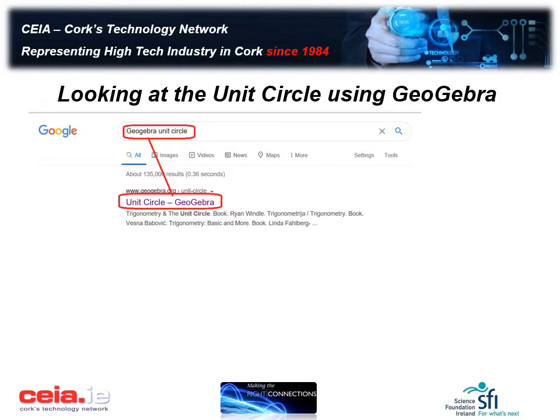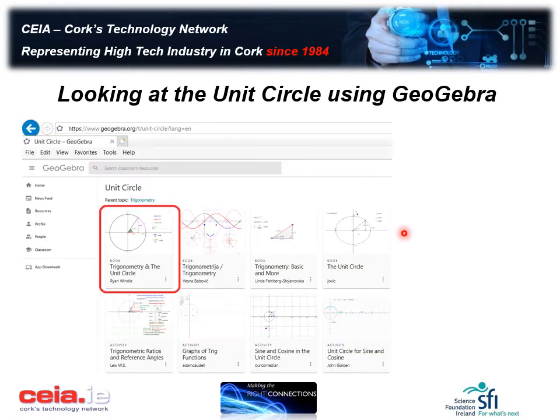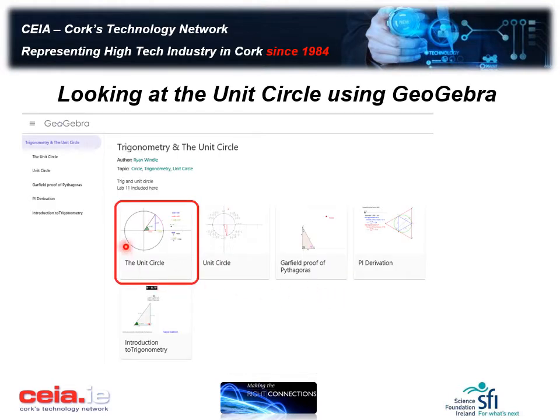Okay, so we want to look for GeoGebra lessons relating to the unit circle, so I'm just going to Google GeoGebra unit circle and pick up the first link, which is actually from the GeoGebra org itself, unit circle GeoGebra. Okay, and it gives us a load of different books all relating to the topic of the unit circle within GeoGebra. I'm just going to pick the first one, trigonometry and the unit circle. And within that, then I have 5, I suppose, lessons. And I'm going to pick the first one in the corner.